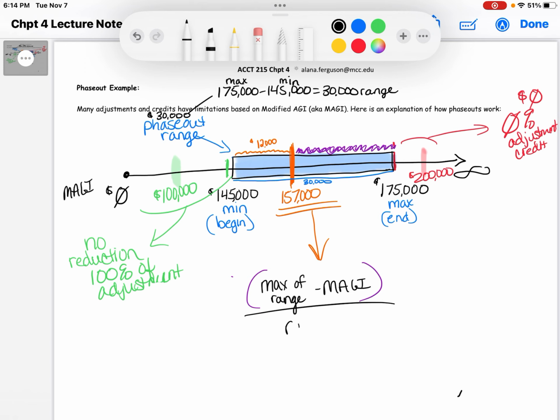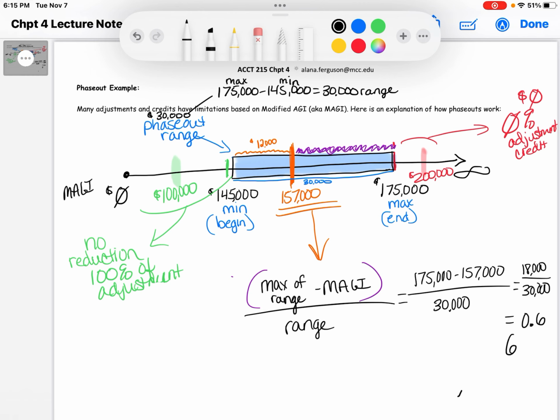And then we divide that by the range. So in this case, it's 175,000 minus 157,000. And we'll divide all of that by 30,000. Sorry, I had to think about that range portion. So it'd be 18,000 over 30,000, which in your calculator is 0.6 or 60%.